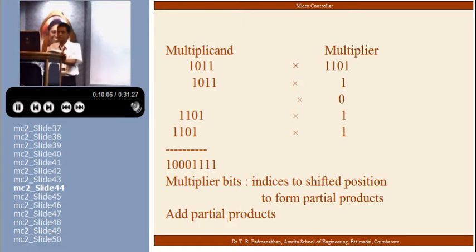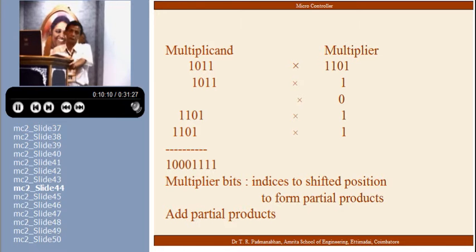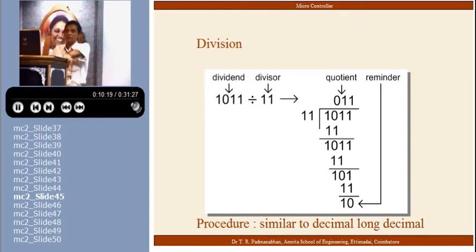So the multiplier bits are essentially used as indices to shifted positions to form partial products. Get the partial products, add them. I'm not telling anything big, we already do this, but I'm just repeating with binary numbers.